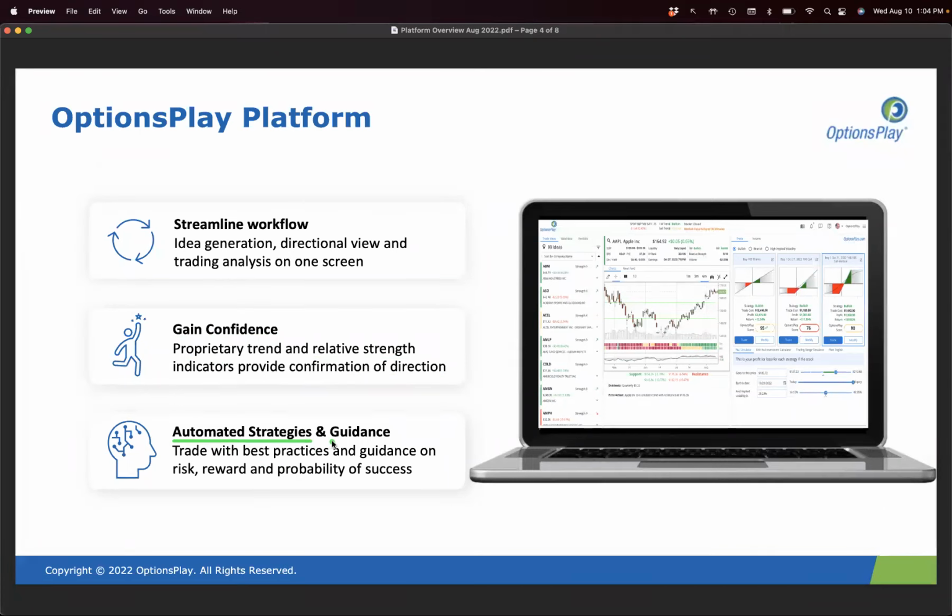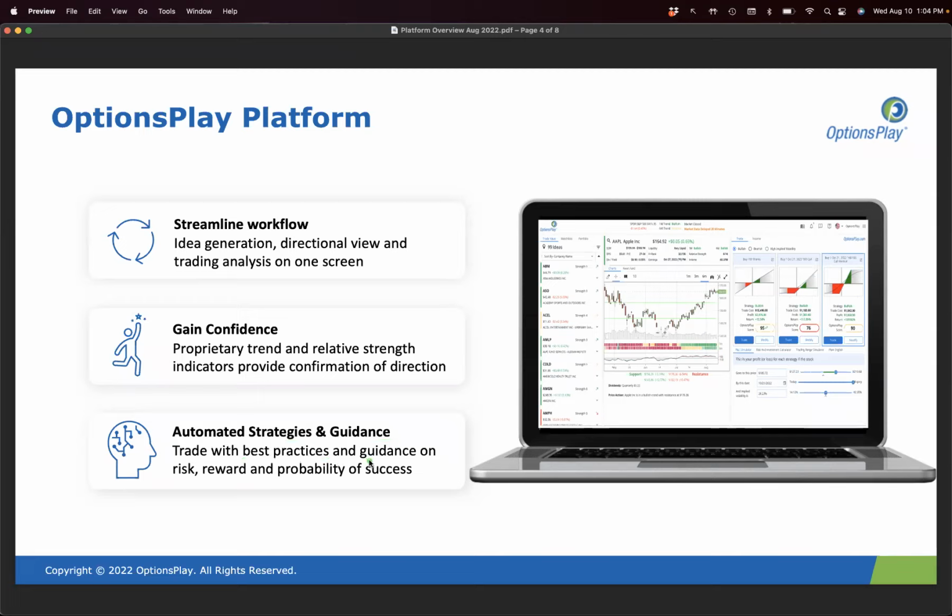We have automated strategies and we have guidance. The automated strategies that we provide allow you to apply the best practices that professional traders use when they're trading these option strategies instantly, whether you're bullish, bearish, or neutral on an individual stock or ETF. How do you apply those best practices? That's what the platform automates for you.